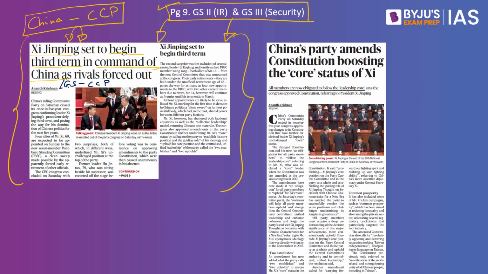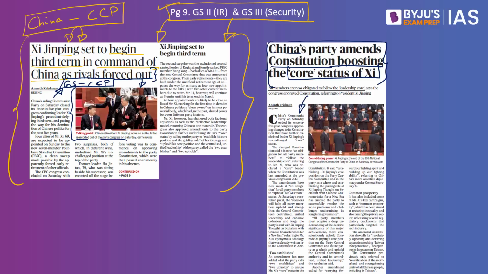So while cementing his position within the Communist Party, Xi Jinping has ensured that his key rivals and opponents have been forced out of the party, and the supreme authoritarian position of Xi Jinping was confirmed during the Party Congress because China's constitution has again been amended, which now mandates the party members to respect and abide by the core status of Xi Jinping as the topmost leader of the Chinese Communist Party.